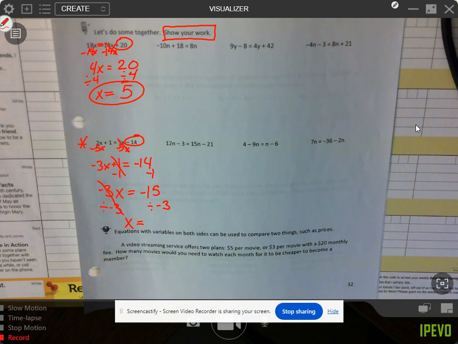So positive 5. Negative divided by negative gives me my positive. 15 divided by 3 gives me the 5. Circle your final answer so we can see it.